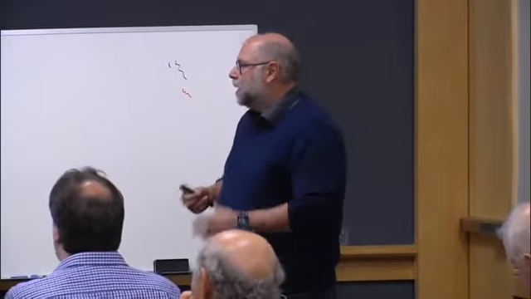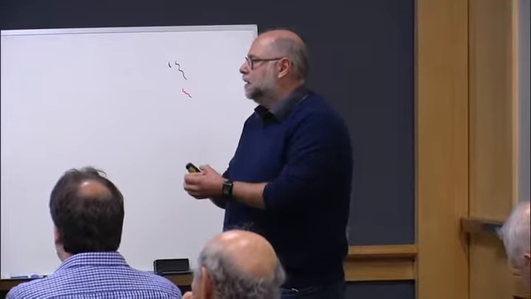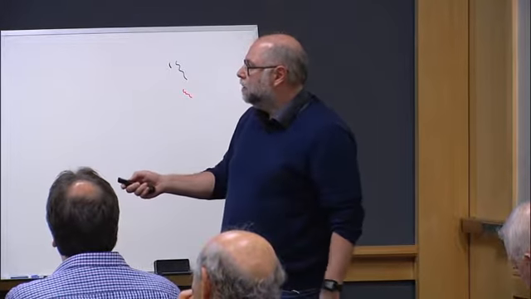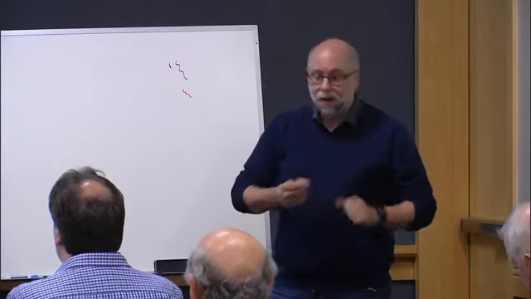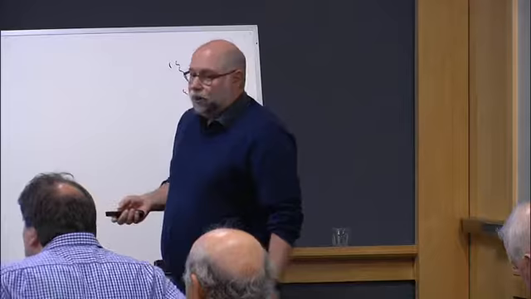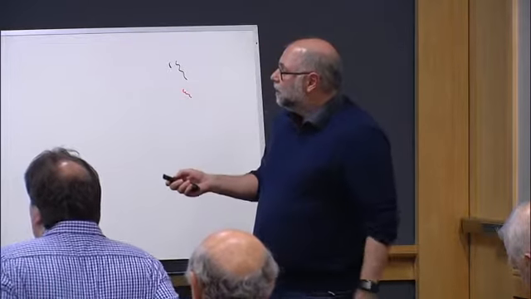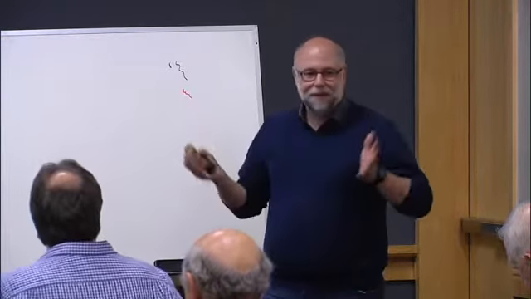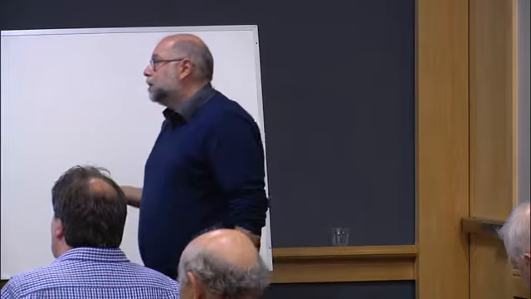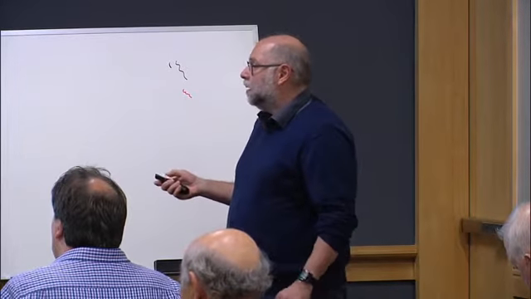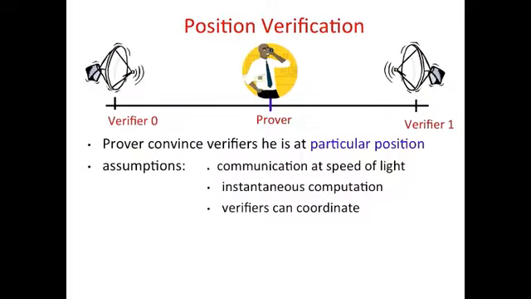What I assume for now is that there is communication that's going to occur between the verifiers and the prover, and that communication occurs at the speed of light, not faster and also not slower. Moreover, I assume that the machines at these locations have infinite computation power, so they can compute instantaneously. Of course, that's also not true. And I'm also assuming that these two verifiers are allowed to coordinate beforehand, so they can share entanglement and they can share a protocol.